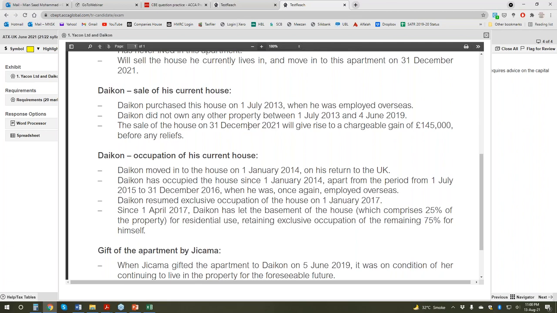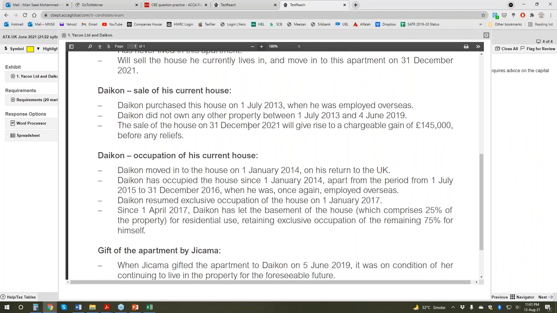So again, guys, for this period, if I start from April 2017 till the end of 2021, it will be almost 4.5 years. For these years, he has partially occupied the house and partially let the house. So the period for which the house was partially let is not going to qualify for PPR. This period will rather be available for letting relief. So here we have to keep ourselves focused on letting relief.